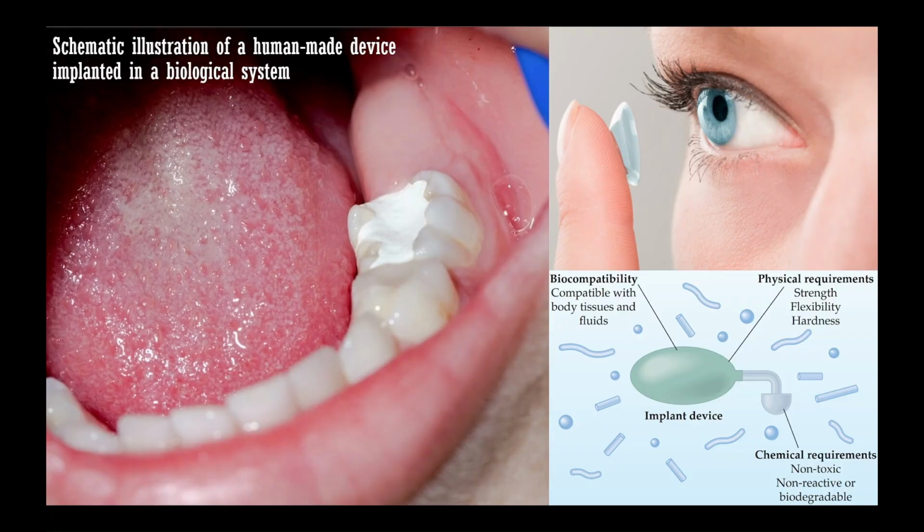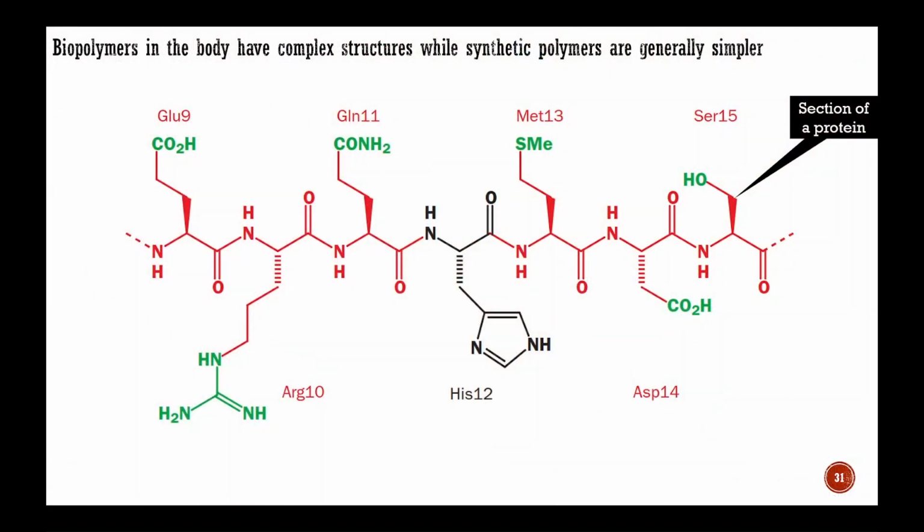The extent to which the body accepts or rejects a foreign polymer depends on the nature of the functional groups along the polymer chain and their potential interactions with the body's own molecules, such as proteins, polysaccharides, and polynucleotides. Biopolymers in the body have complex structures with polar groups along their chains. Proteins, for example, are long chains of amino acids linked through condensation polymerization. In humans, 20 different amino acids combine in various sequences to form proteins.